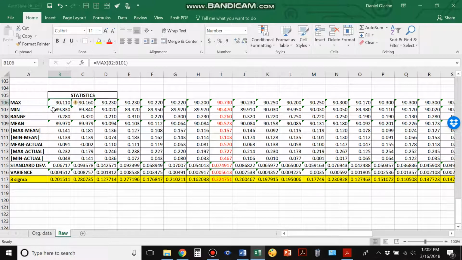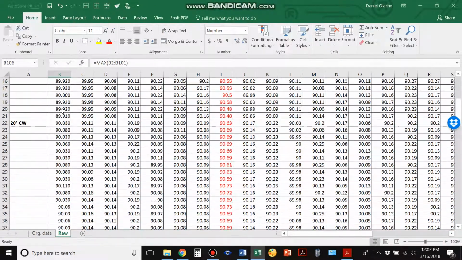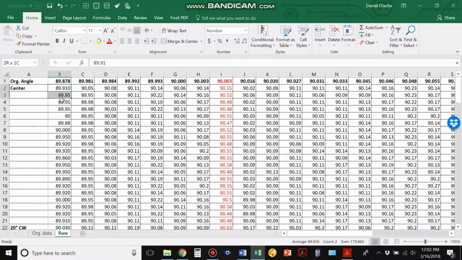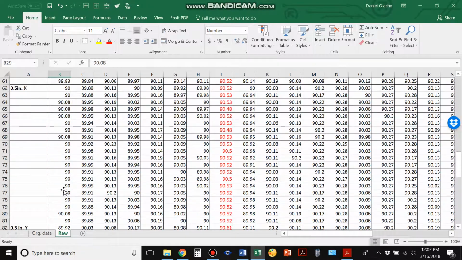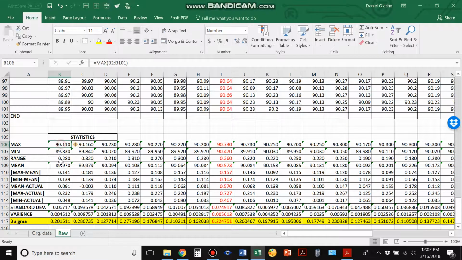So there's max, which is the max of all the different values, regardless of the orientation. So of all different 100 data points, that's the maximum number. Minimum number, the range, which is just max minus min. The mean, which is the average of all those numbers, the max minus mean, the min minus mean, and these are absolute values, so they're always going to be positive. So yeah, max minus mean, min minus mean, and these are all in degrees as well.